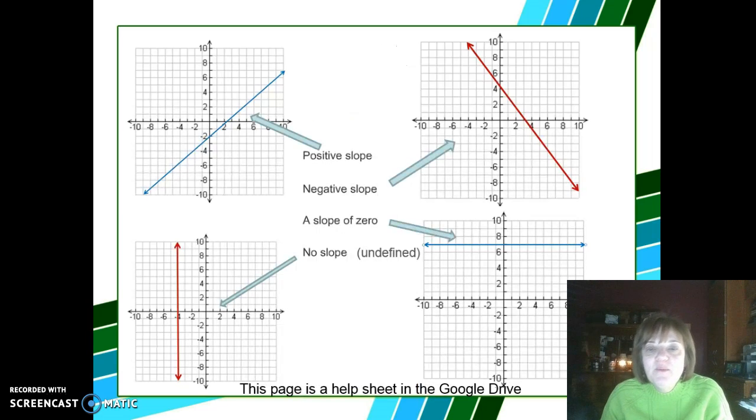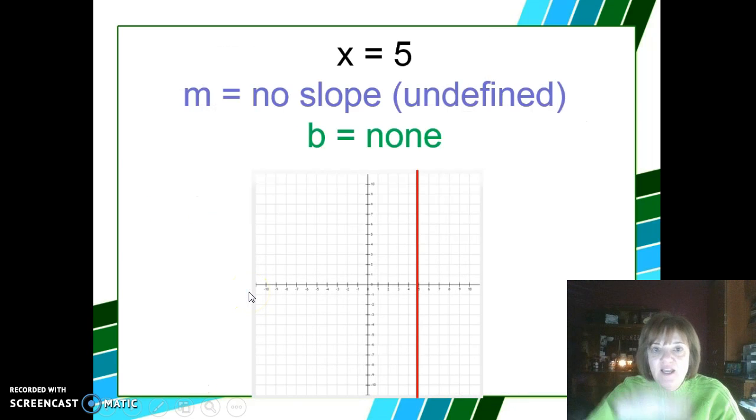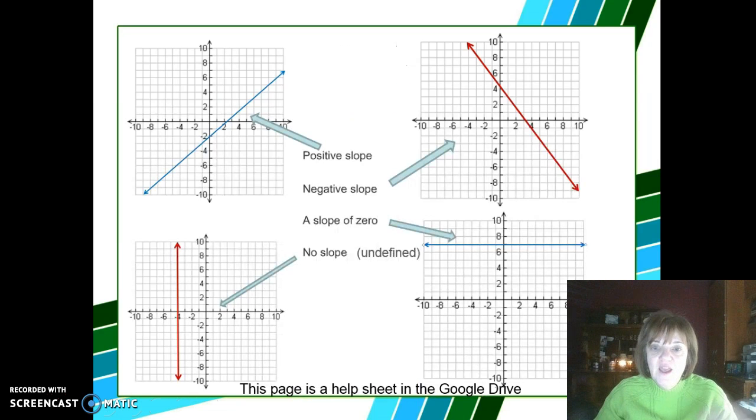All right, so remember these? This is what we just talked about right here. This is the one we just talked about. No slope. Remember? So if we see just an x equals some number, it's a no sloper. And if we see a y equals some number, it's a 0 sloper. All the others, positive, negative, we've covered them all.